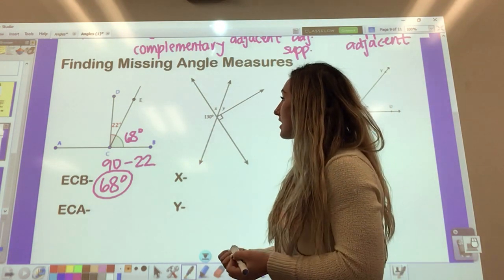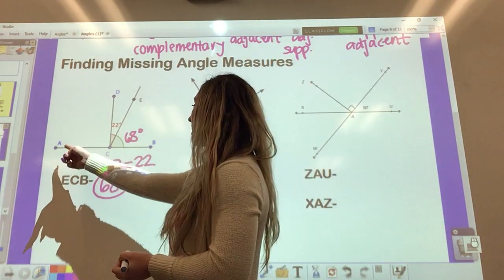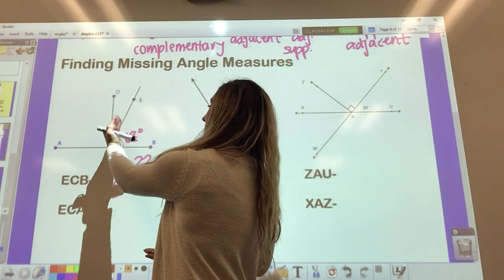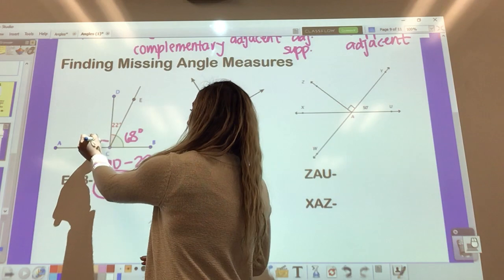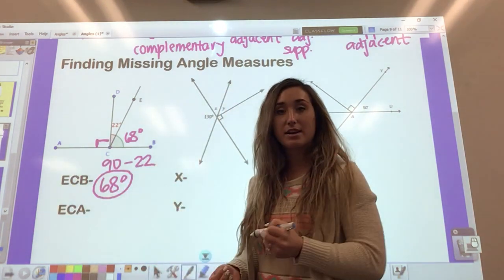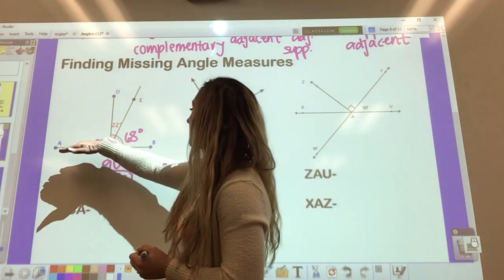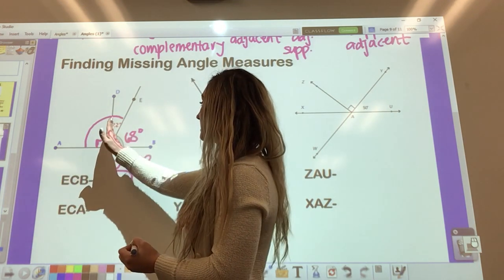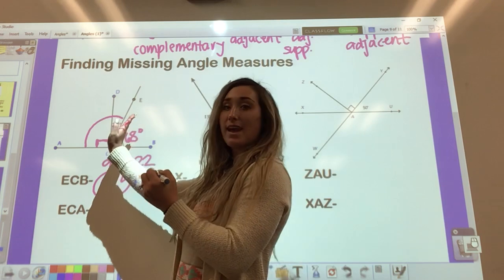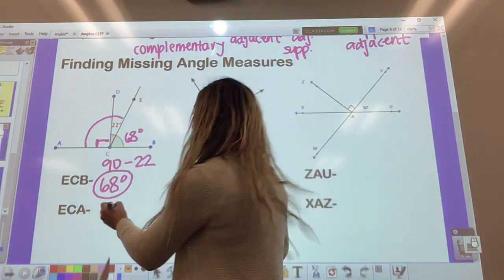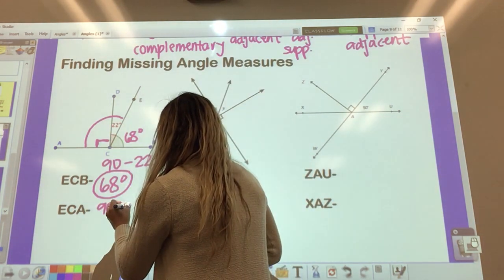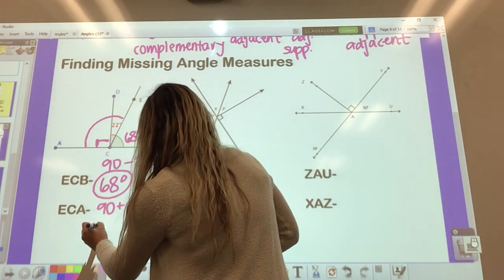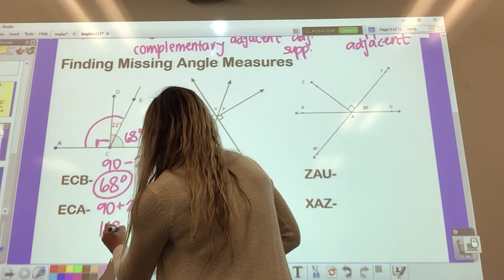And then we're also trying to find ECA. Hopefully recognize if this whole portion is 90 degrees, then that also means this is 90 degrees or a right angle. So ECA, this entire angle, is made up of a 90-degree angle and then also that extra 22 degrees. So this angle would be 90 plus 22, which is 112 degrees.